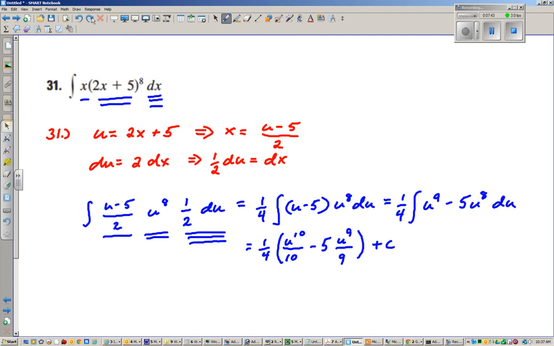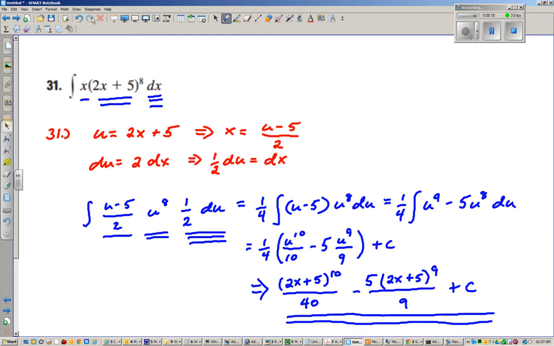Now, to finish this problem off, I need to back substitute for u, and u, of course, is 2x plus 5. So let's finish it off. Let's put in 2x plus 5 for u. Let's raise it to the 10th and divide by 4 times 10, or 40. Let's continue with the next term, and won't it be minus 5 times u, which is 2x plus 5, and let's raise that to the 9th and divide by 9, and then add my c, and that's it, and I'm done.